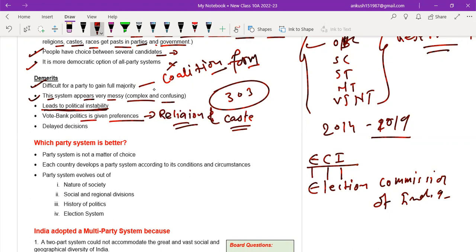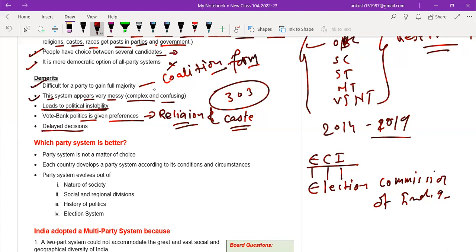See, don't take it otherwise. These are not my opinions. I'm telling you the truth. Most of the candidates are winning the elections only because of their religion or caste people, because their majority is greater than other people residing in the same constituency. Understood? So the multi-party system is giving preference to vote bank politics first.